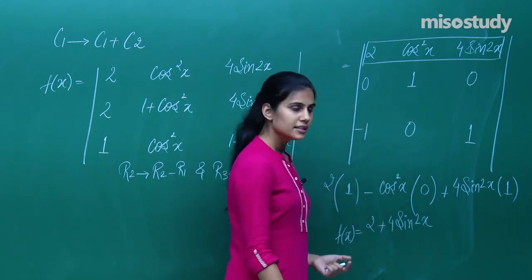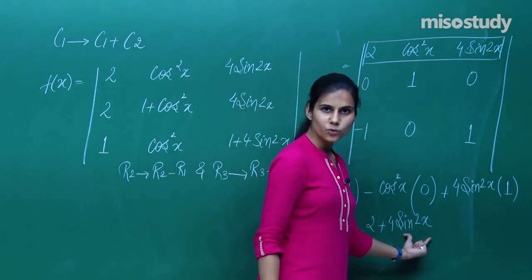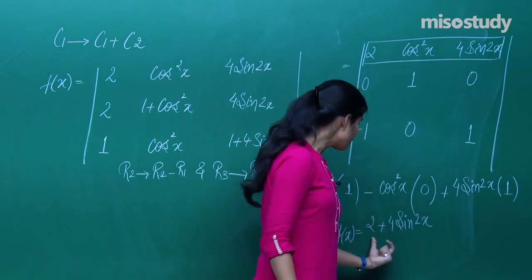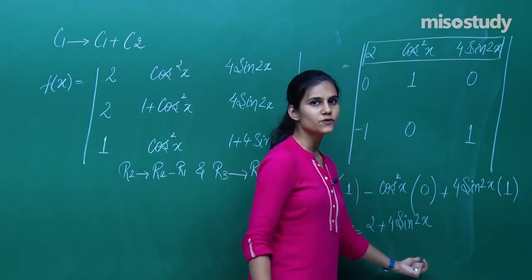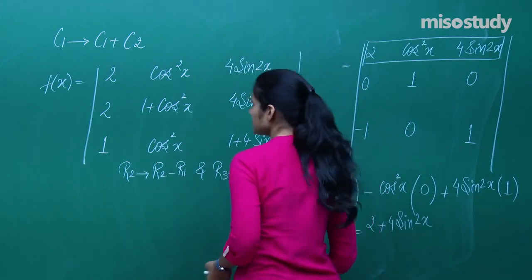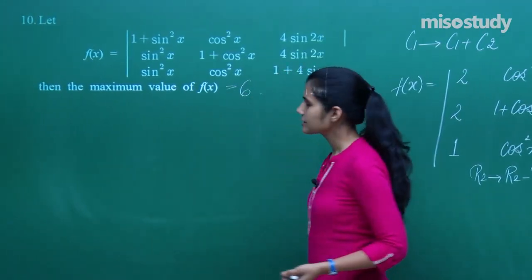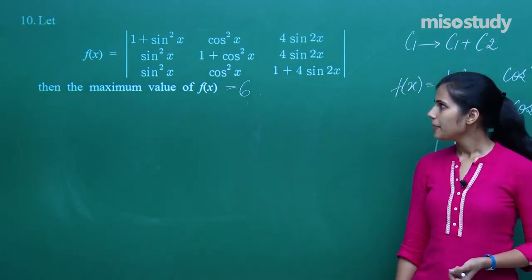Now it's very easy. Maximum value of sine 2x is 1. So maximum value of 4 sine 2x is 4. So maximum value of 2 plus 4 sine 2x is 2 plus 4, which is 6. So maximum value of f(x) comes out to be the integer 6. Clear? That's how you deal with the questions.